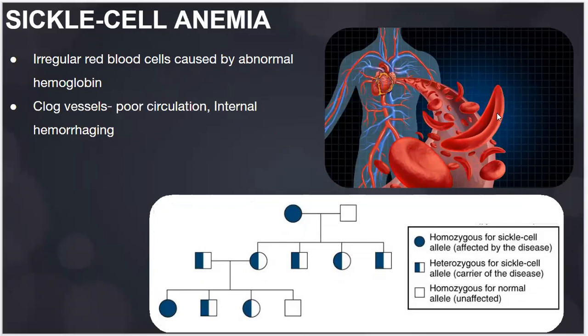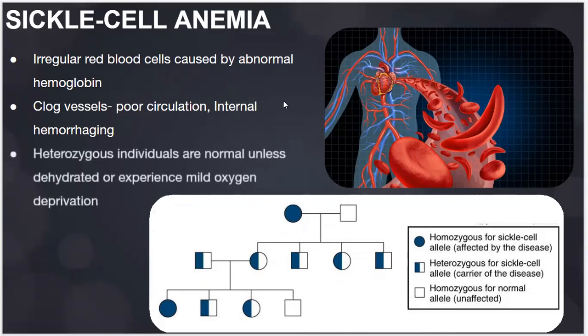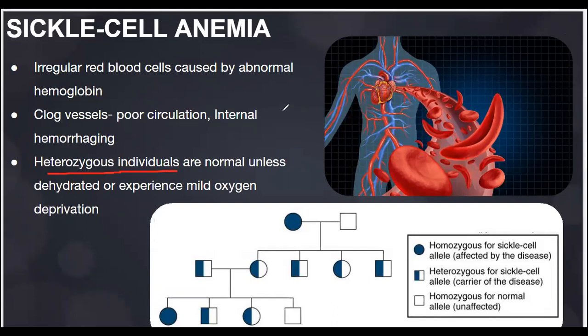When the shape of the RBC changes into this moon-like shape, it can have multiple effects. It is not normal, it is abnormal. So it can clog the blood vessels, cause poor circulation of the blood, internal hemorrhages. Internal bleeding can happen, or internal accumulation of blood cells at one place resulting in clotting. Individuals which are heterozygous are normal unless dehydrated or experiencing mild oxygen deprivation. We are going to see the cross, so that is where you will understand the heterozygous individual. It's like capital T and small t, a hybrid condition having the dominant allele and the recessive allele also.